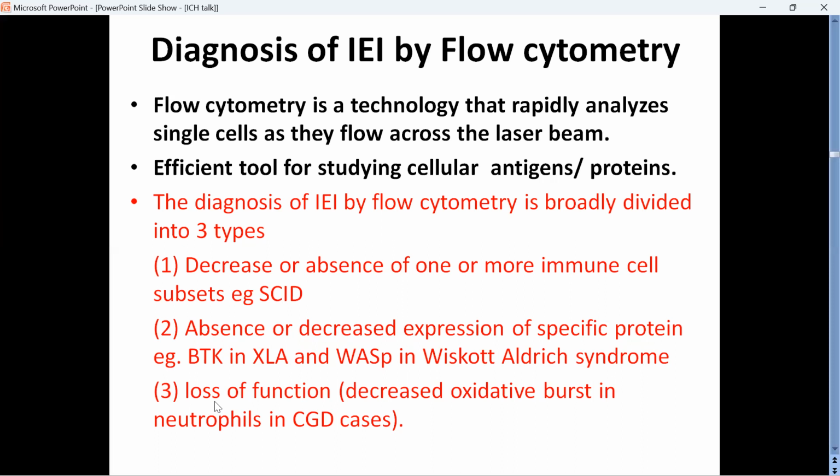And the last way is to study the function of the cell. So it is more of a functional assay. If the cell shows normal function, then it is normal. If the cell shows loss of function, which is assessed by flow cytometry, then it is consistent with disease. An example for this category is the diagnosis of chronic granulomatous disease by a test called DHR by flow cytometry. I'll elaborate on this in the subsequent slides.